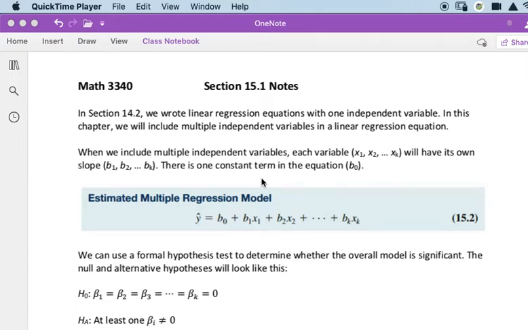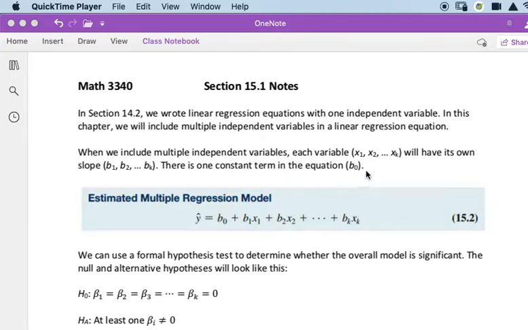In this video for section 15.1, we're going to talk about writing linear regression equations with multiple independent variables. In section 14.2, we wrote these equations with one independent variable. So when we write an equation with multiple independent variables, each variable will have its own slope.